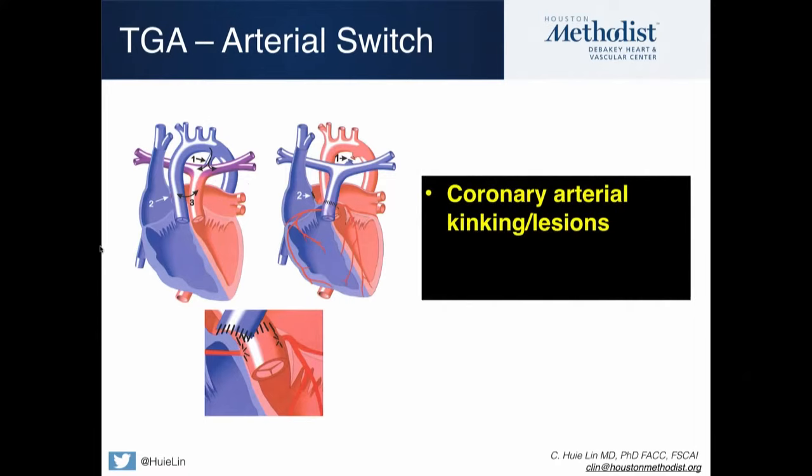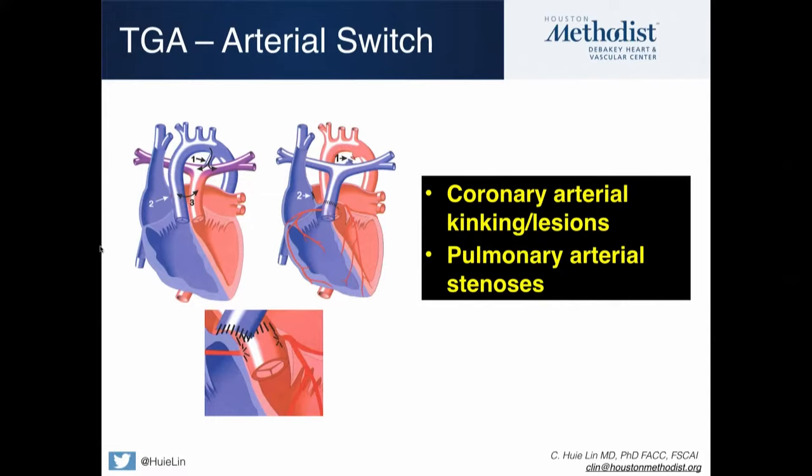Because these coronary buttons are sewn on a neonate, there can be the risk of coronary arterial kinking or lesions. And that can manifest itself all the way from childhood into adulthood in the form of either cardiomyopathy or ischemia, or even, of course, ventricular tachycardia from the coronary ischemic lesion. The other possibility, because of what's called the Lecompte maneuver, in which the pulmonary artery is pulled anteriorly, is that patients can develop pulmonary arterial stenoses. Sometimes these patients are treated in childhood when these pulmonary arterial stenoses are seen. Sometimes it's seen in adulthood.